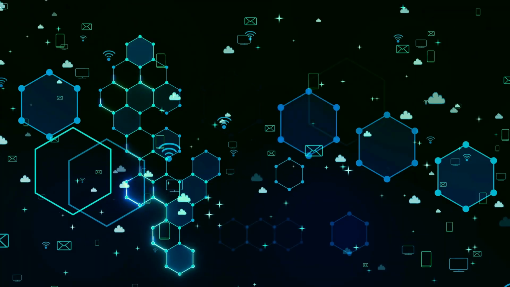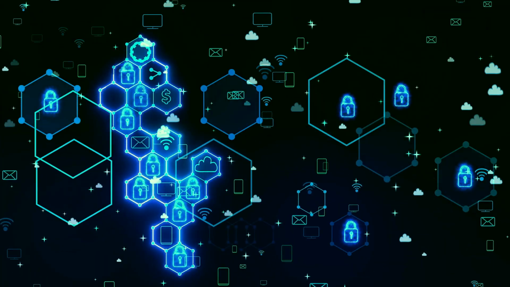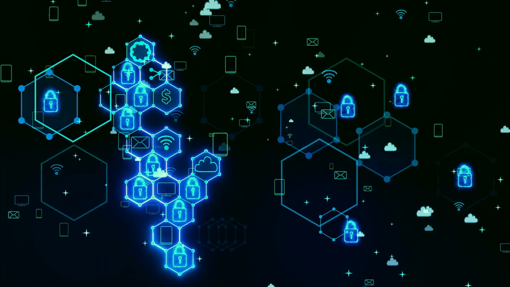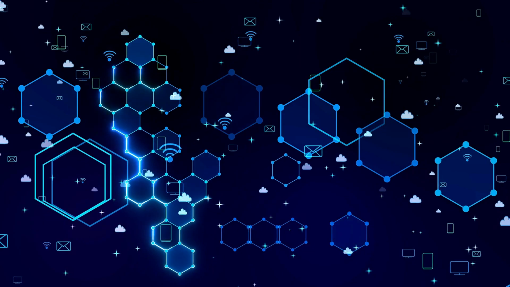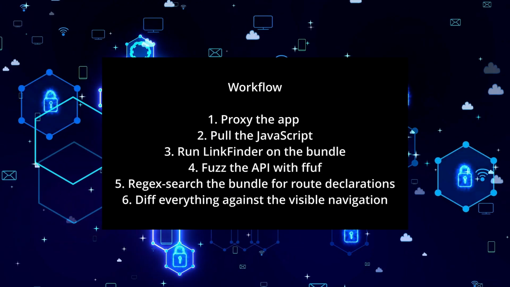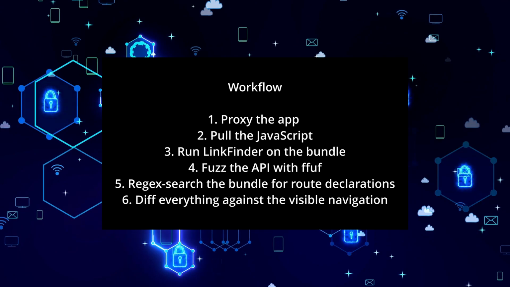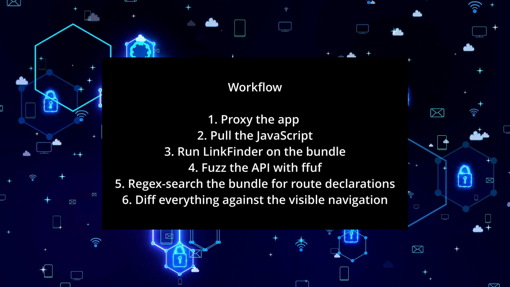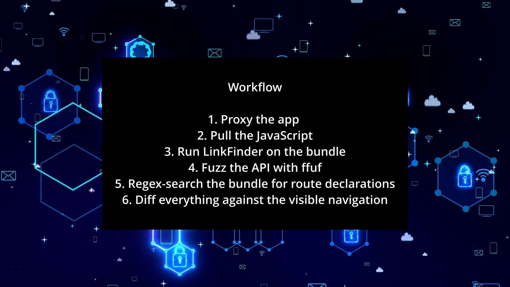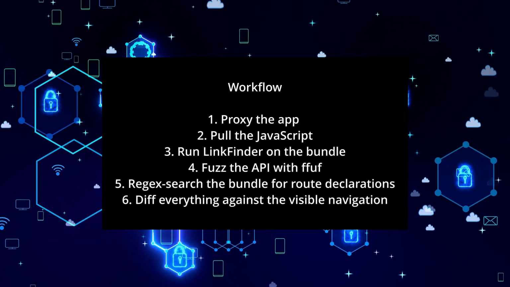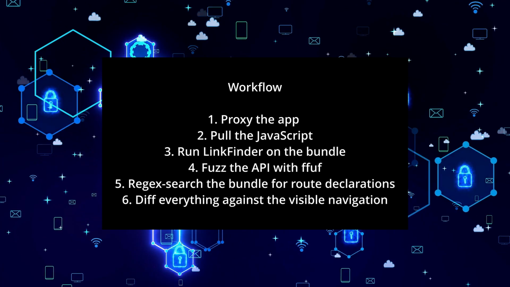Let's zoom out for a second. The reason this matters isn't that we found a sandbox in a deliberately vulnerable application. Anyone can do that. The reason it matters is to learn the workflow. Proxy the app, pull the JavaScript, run LinkFinder on the bundle, fuzz the API with ffuf, regex search the bundle for route declarations, diff everything against the visible navigation.